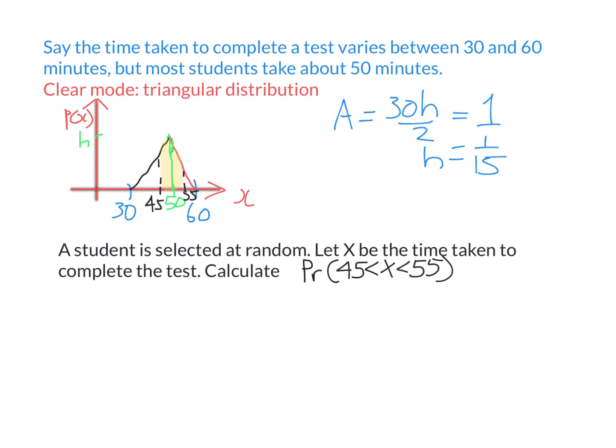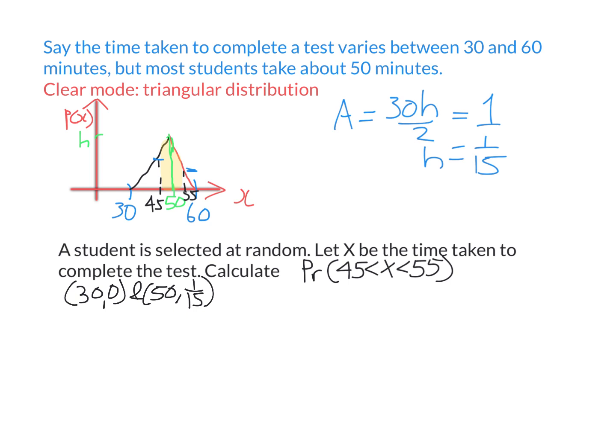Now, if I want to find the area of the trapeziums, I need to know this value here and this value here because they are the sides of the trapeziums. So what I need to do is find the equation of the black line and the equation of the red line. So I know that the black line goes through the point (30, 0) and (50, 1/15).